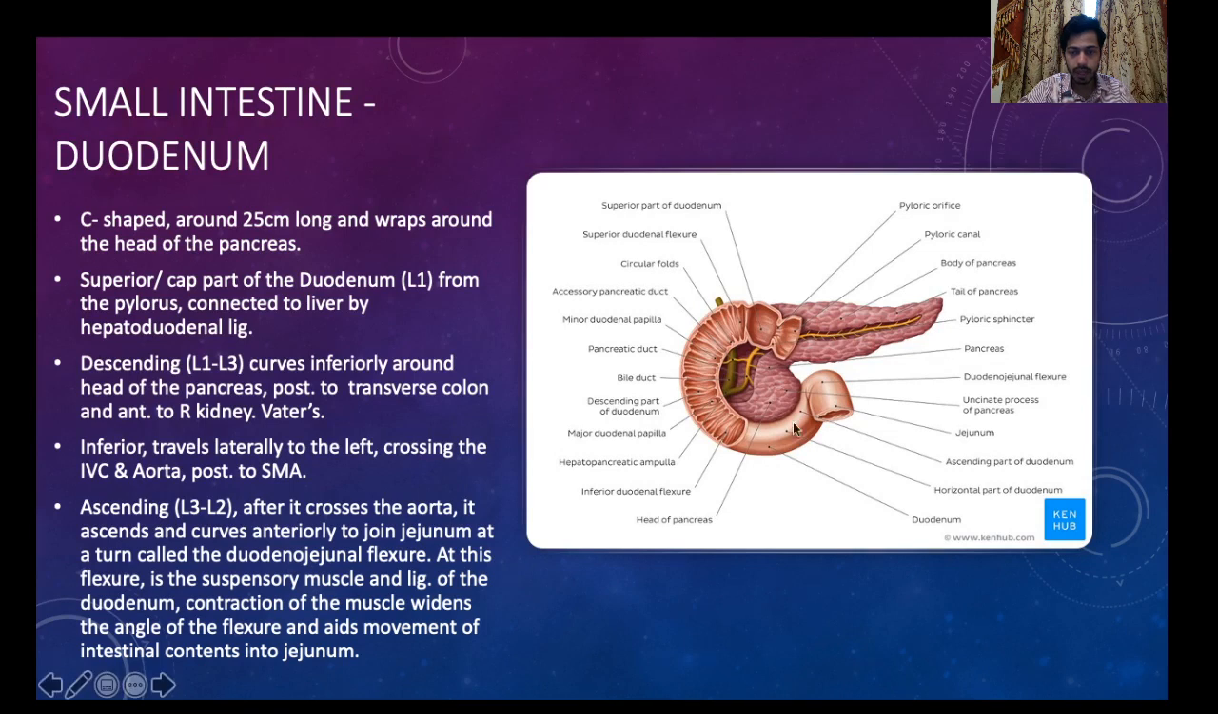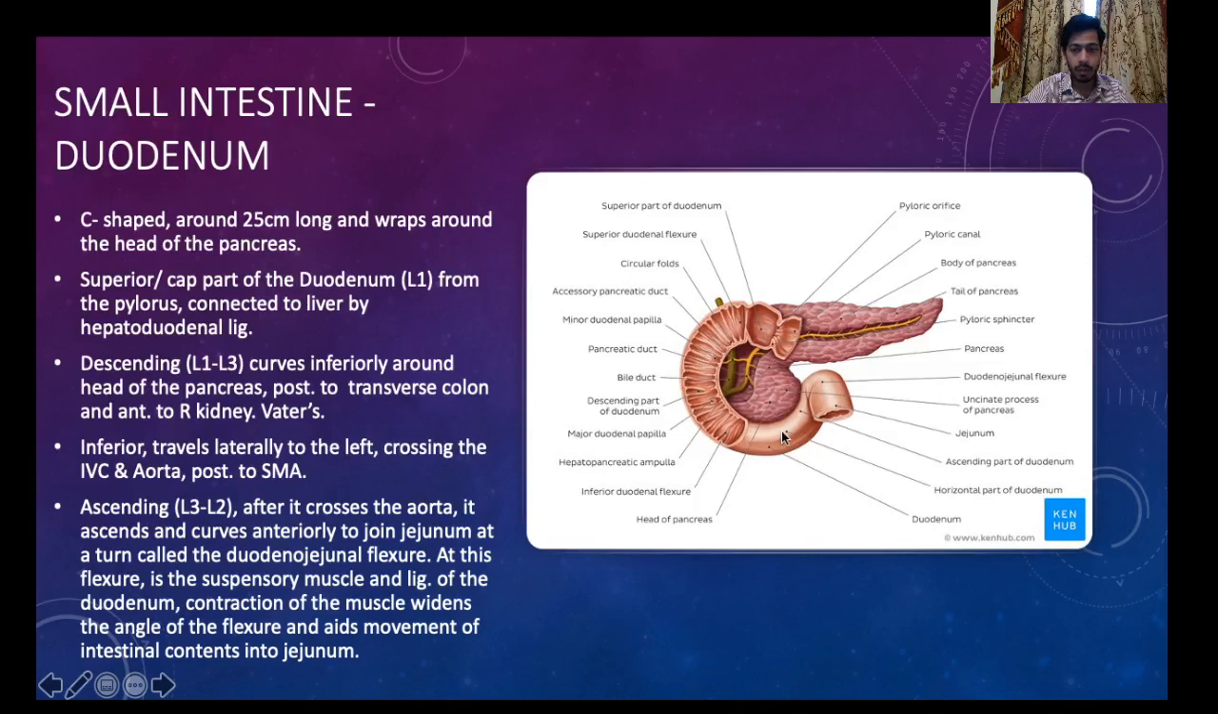But this bit right here is the major duodenal papilla, the ampulla of Vater, and it contains a sphincter on the outside. It's the opening for passing bile into the digested contents of the stomach.